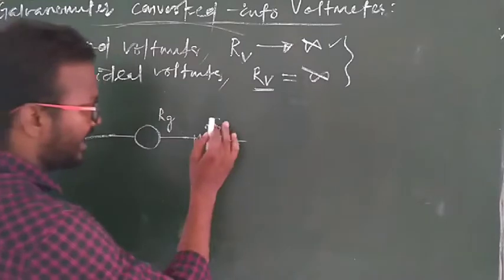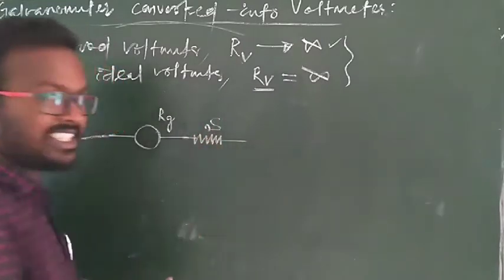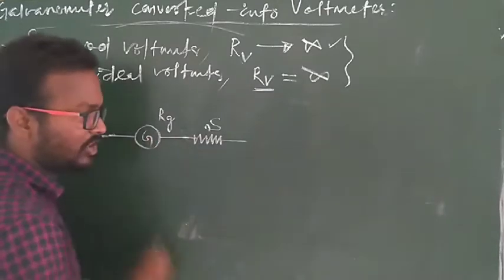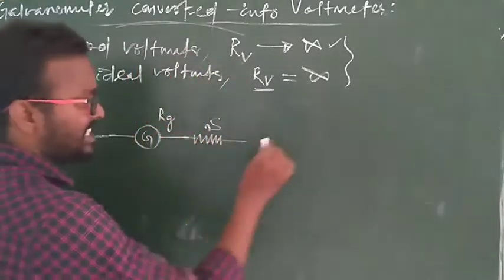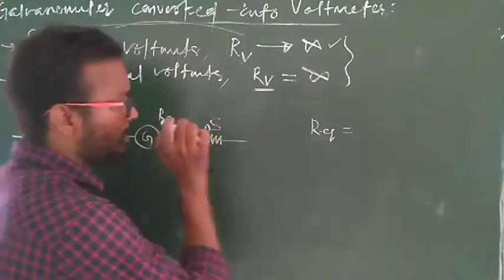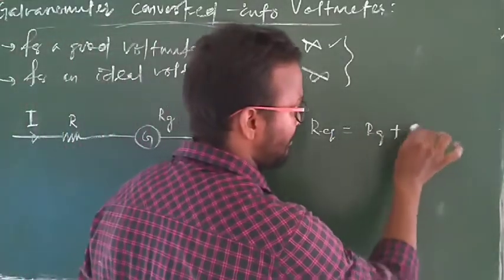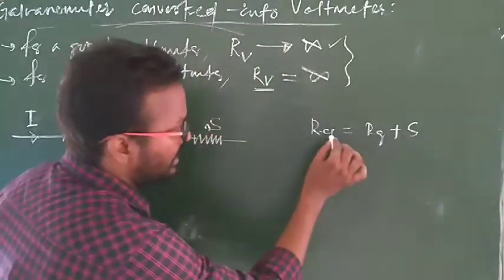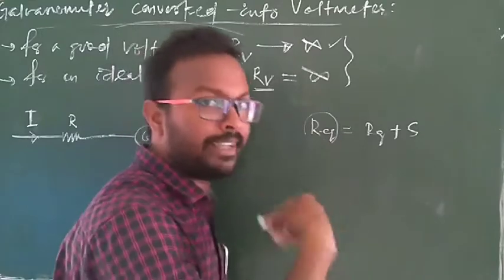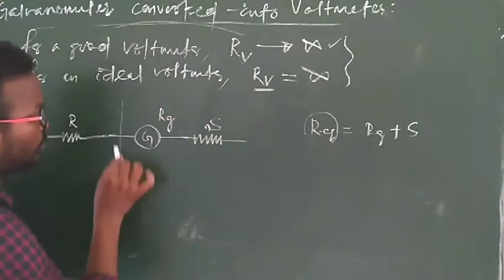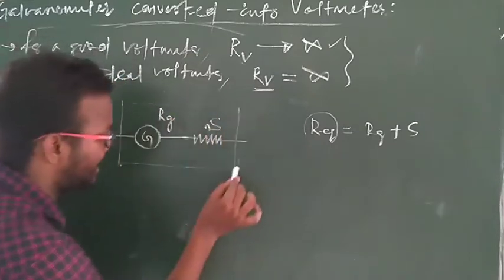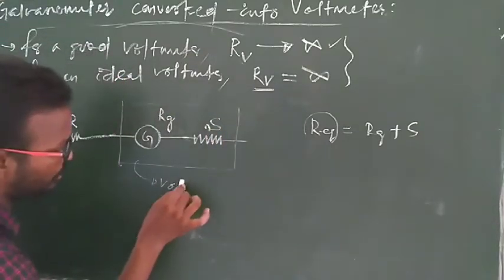Clear? So we have to use a high resistance, but in series connection, with the galvanometer. In series connection, the equivalent resistance can be written as R equivalent equals Rg plus S. But this is the equivalent resistance, and if this equivalent resistance is infinite, then this total setup is known as a voltmeter.